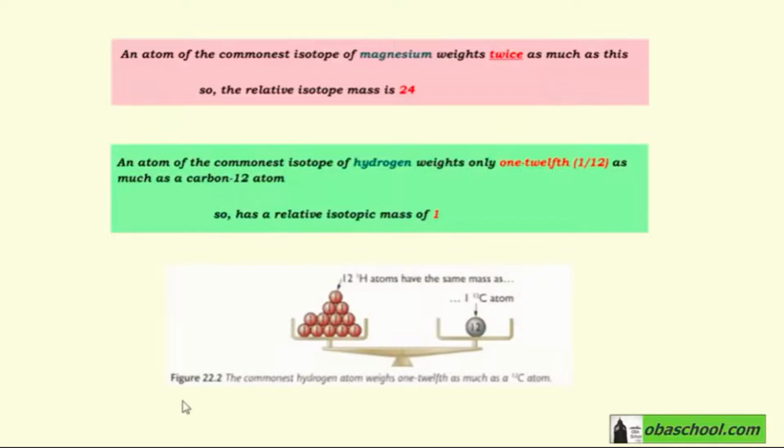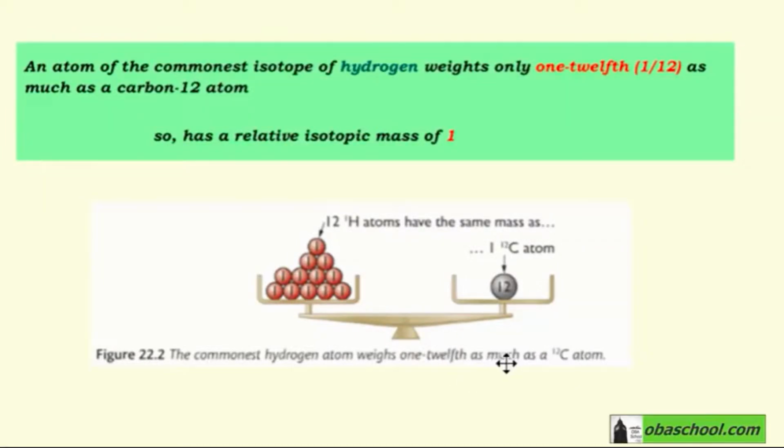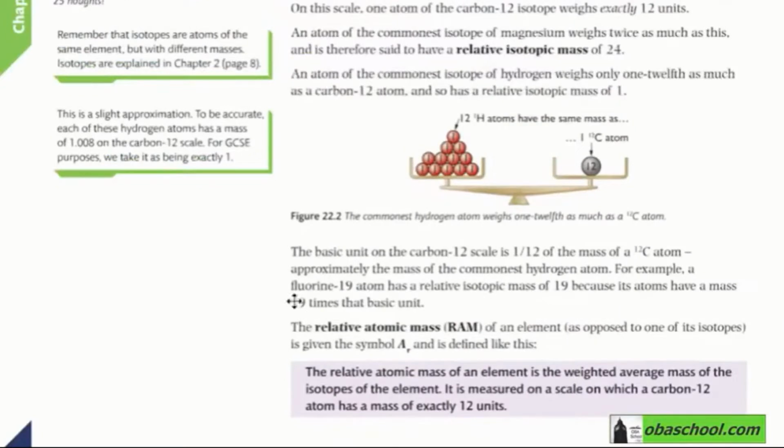In this figure found in our books, the commonest hydrogen atom weighs 1/12 as much as a carbon-12 atom. So for one atom of carbon-12, we have 12 atoms of hydrogen. Since each atom of carbon equals 12 atoms of hydrogen, the weight of one atom of hydrogen is 1/12 as much as a carbon-12 atom. If we took fluorine-19, one atom will have a relative atomic mass of 19 basic units.